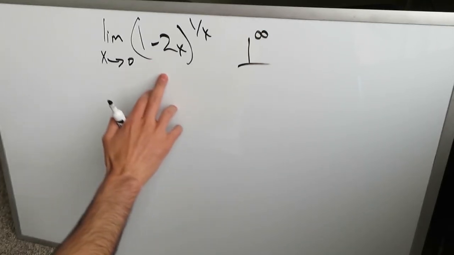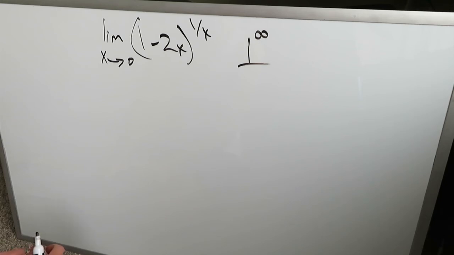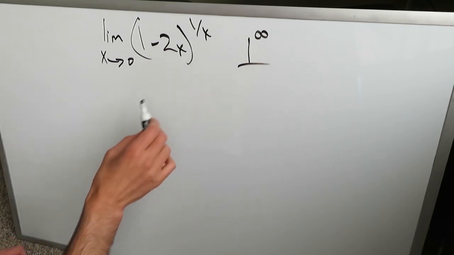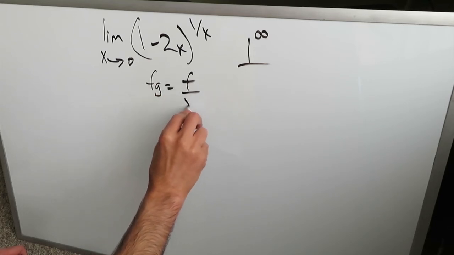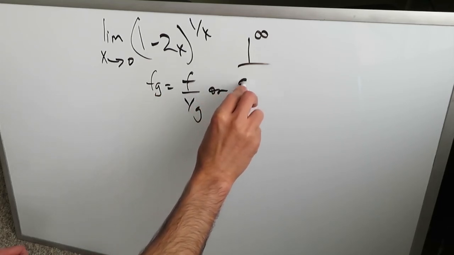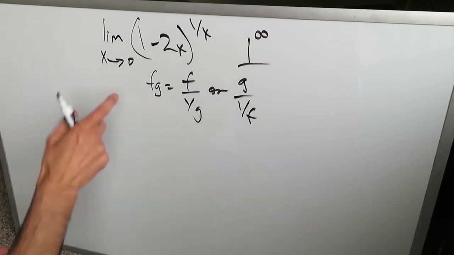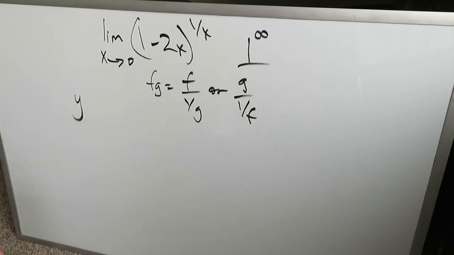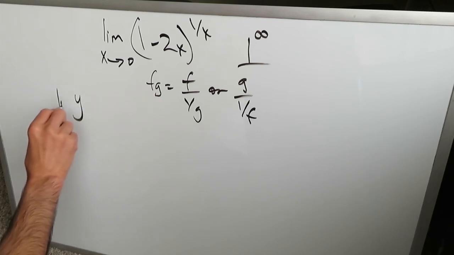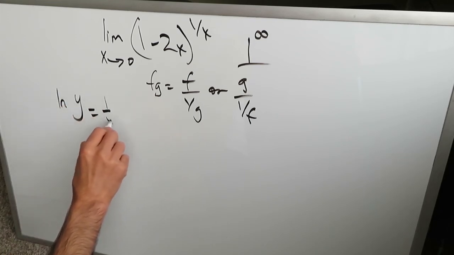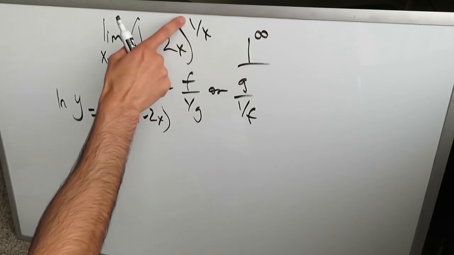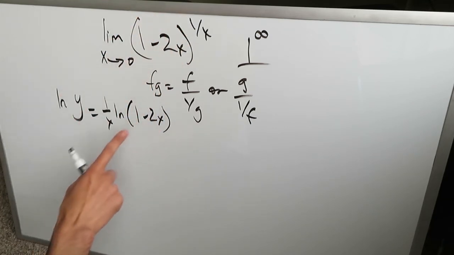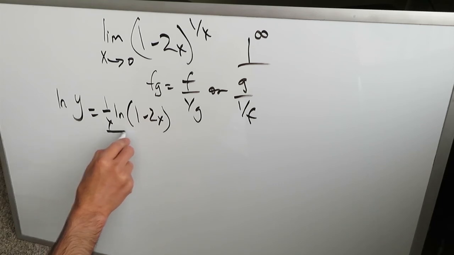You have to somehow convert this into an indeterminate product type. And you can do that by using this rule right here, where you convert it into quotients. And you have to convert this entire expression into a product formation using your natural logs. Natural log y is equal to 1 over x times natural log of 1 minus 2x, because you can bring the exponent down as a coefficient by employing natural logs. Here's your product expression now.